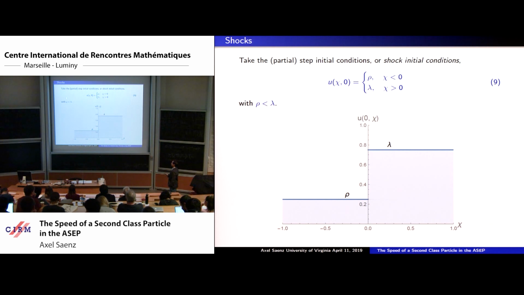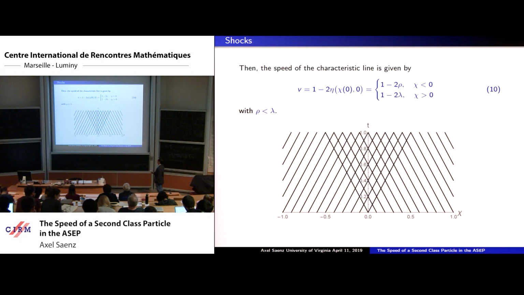So the first scenario that we're considering is the shock scenario, where we start the initial density with some density lambda and some density rho. And here, lambda is going to be greater than rho. By the formula given before, we can give the characteristic lines. They all depend on the initial value at time 0, and then they just become straight lines. And due to the discontinuity, we have this shock formation.